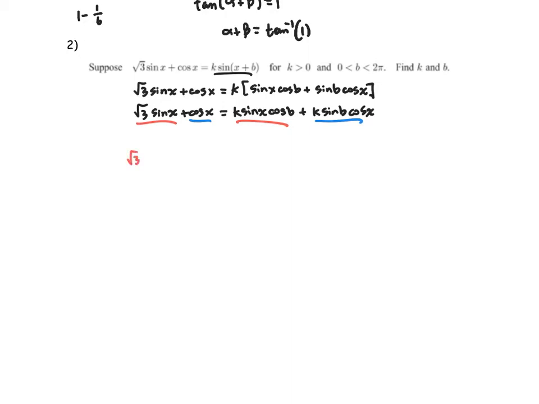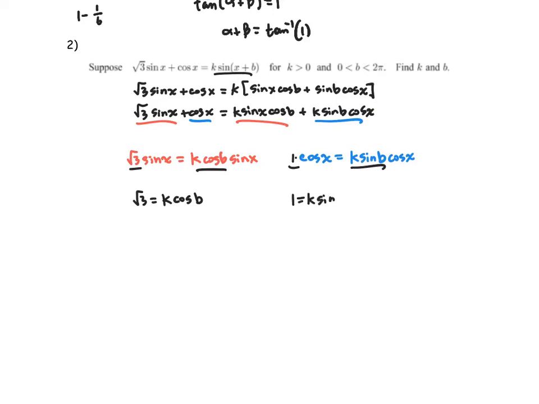So if square root of 3 sine x is equal to k cosine b sine x, rearranging the second term, then what would I know about square root of 3 and k cosine of b? They should be equal. And likewise on the other side, cosine of x would then be equal to k sine of b cosine of x. Therefore, k sine of b will be equal to 1. So 1 will equal k sine of b.